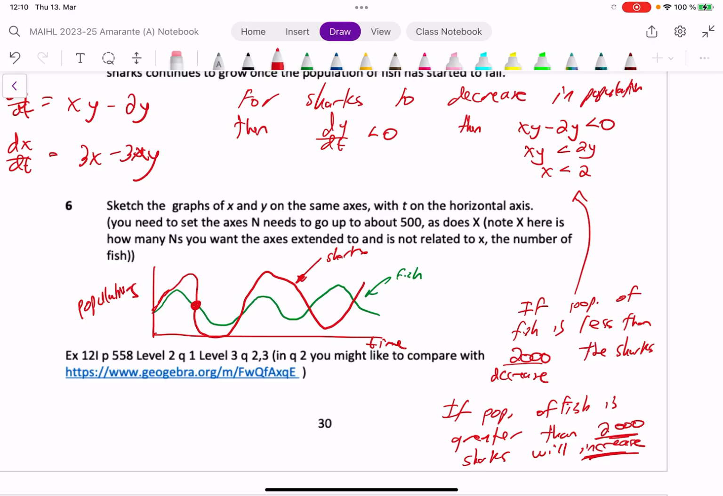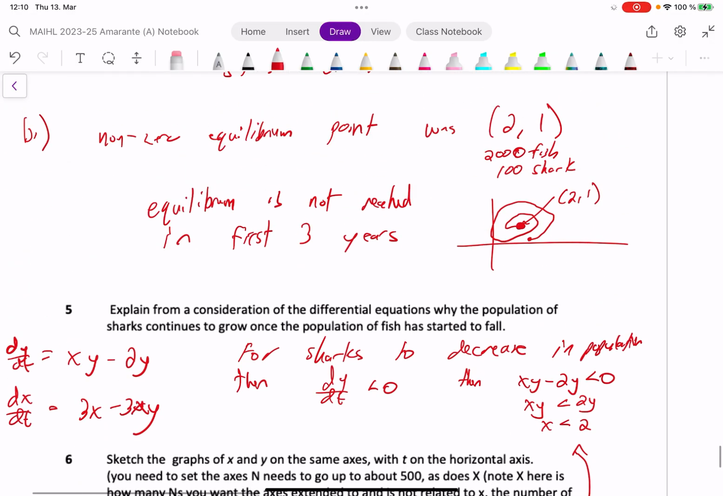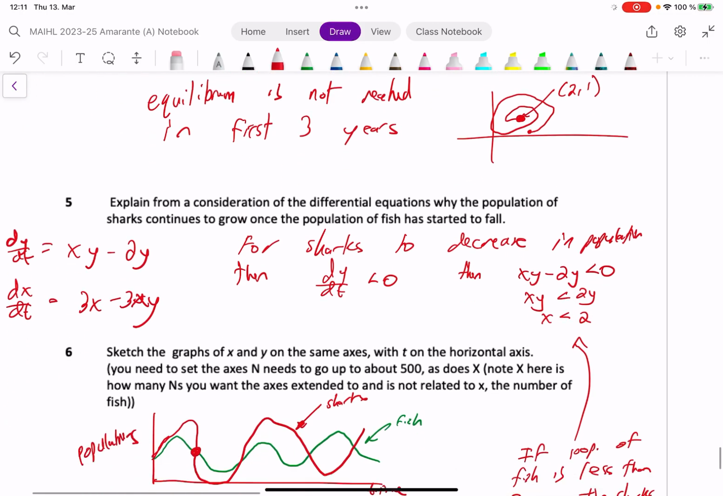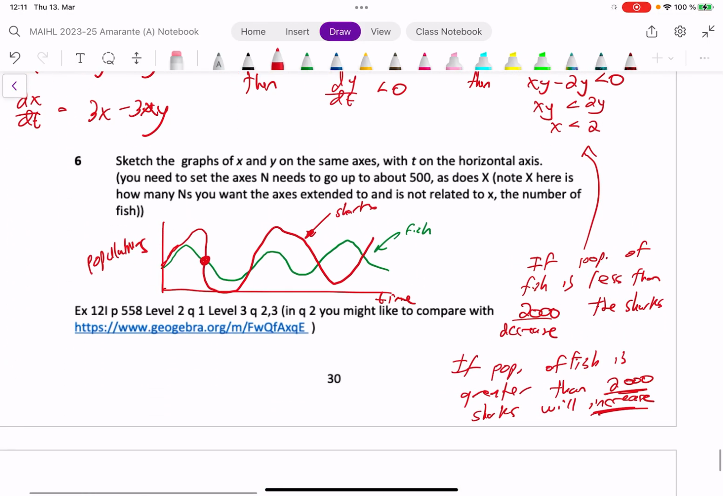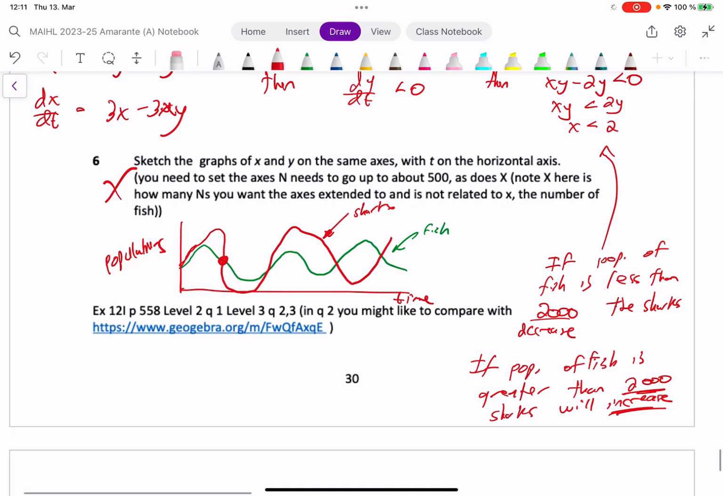At a certain point, it can hit an equilibrium. But again, like we found, an equilibrium point was at 2:1, but that doesn't happen in the first 3 years. It takes a while for it to get there. Again, not a super accurate sketch, but you won't be asked to do these sketches, so you don't have to worry too much about it.